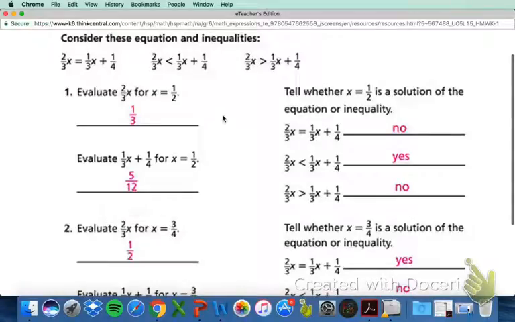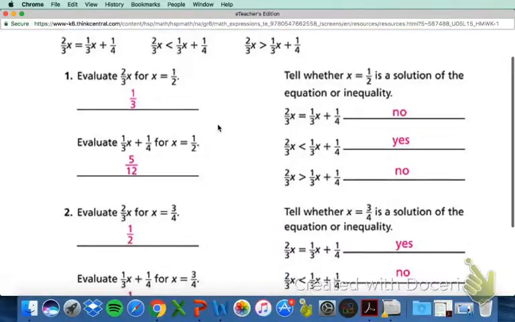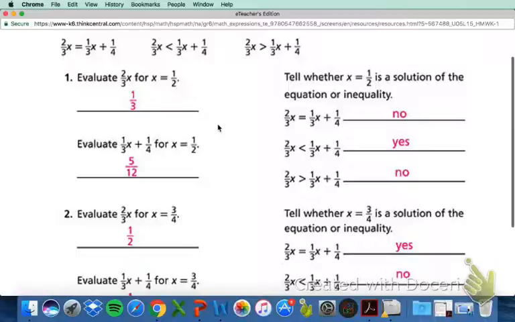Okay, this is 5-15. We're talking about evaluating statements, equalities like this one with an equal sign, and inequalities. Just for fun, we're doing it with fractions. First off, we evaluate 2/3 x for x equaling 1/2.